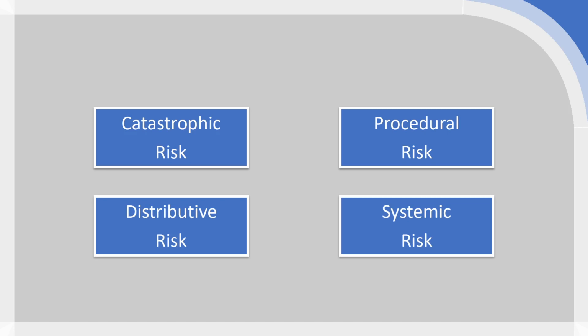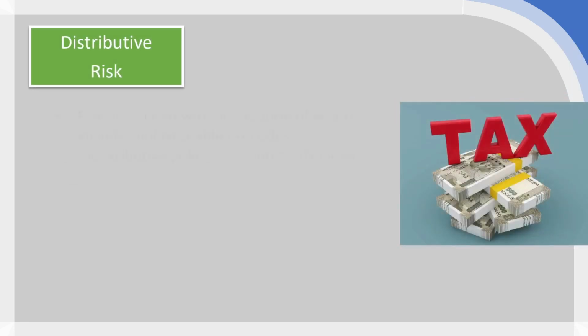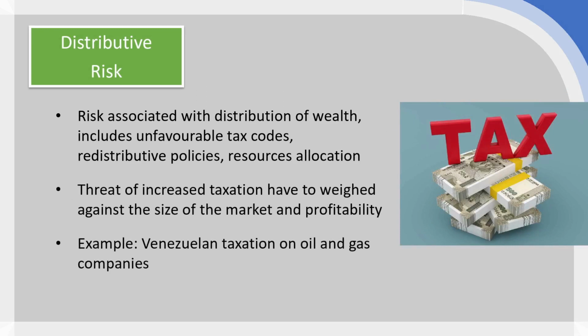So if we move to our third type of risk, which is distributive risk, and this, as the name implies, is the risk to businesses, and obviously particularly international businesses, associated with how governments and political systems actually manage the distribution of wealth, which in pretty much every country is done primarily through taxation and government spending, as well as resource allocation. So increased taxation, which is particularly aimed at businesses and commercial activity, is going to result in a higher distributive risk.